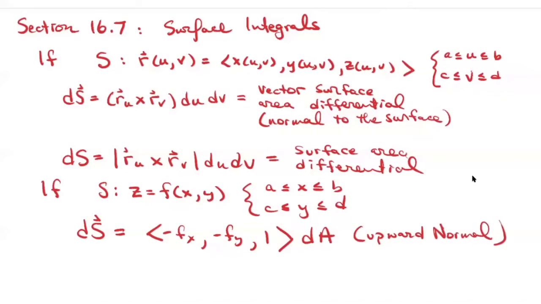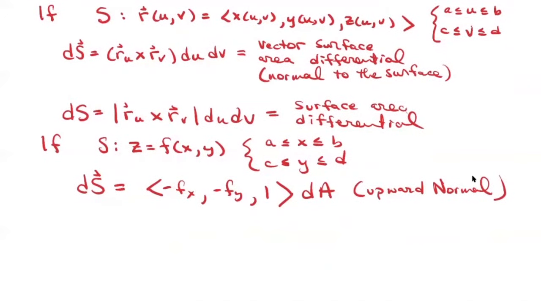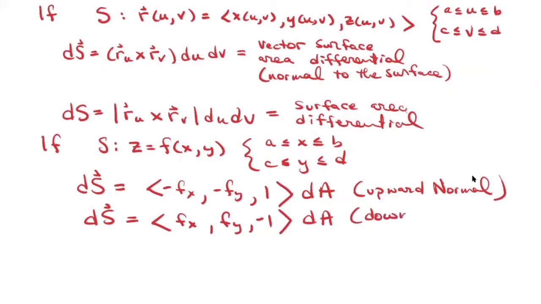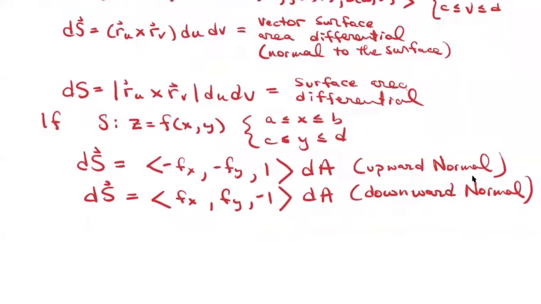Okay. And dS could equivalently be f_x, f_y, and negative 1. Because the z component's negative, that's pointing downward. So that's the downward normal. Okay. And it just depends on the context of what you're doing. Sometimes you'll want an upward normal, sometimes you'll want a downward normal.